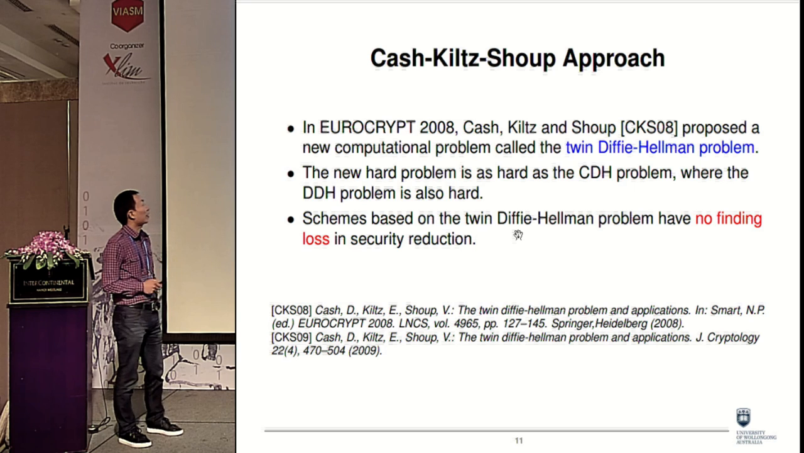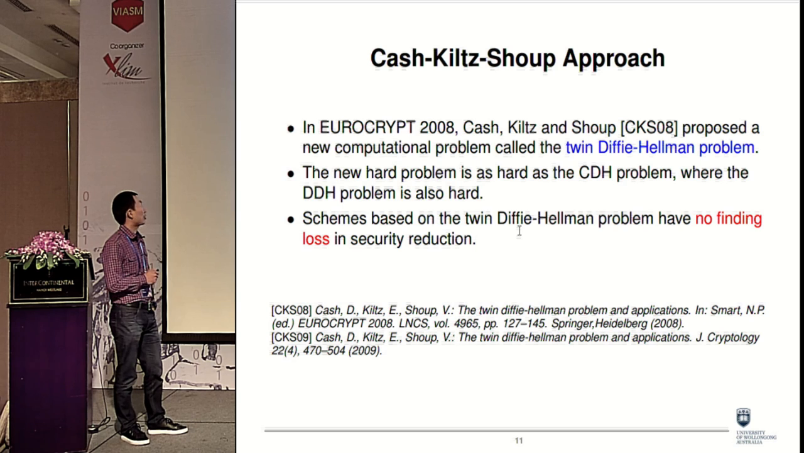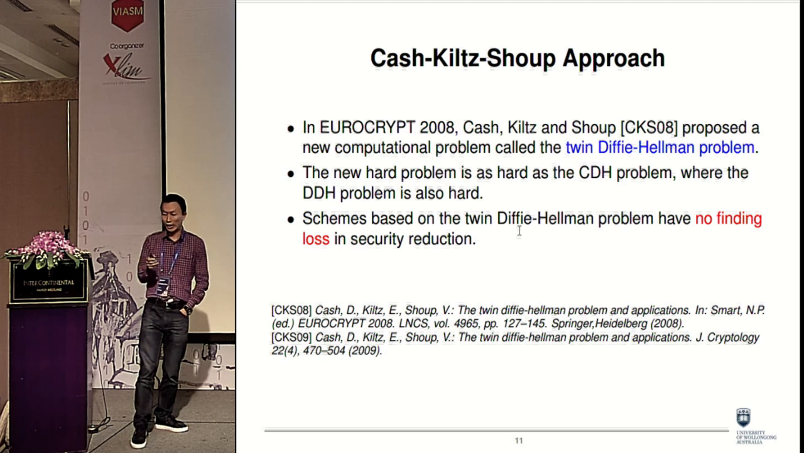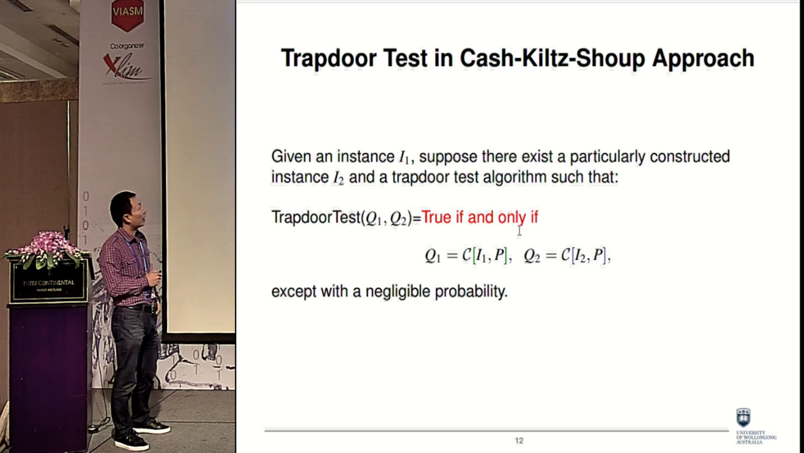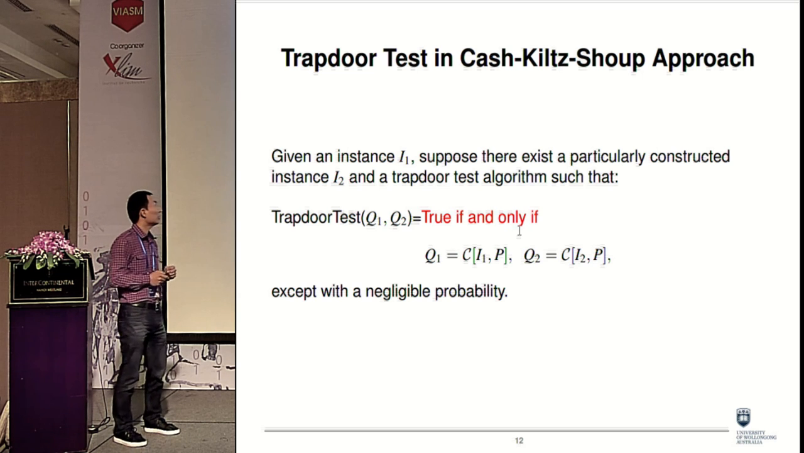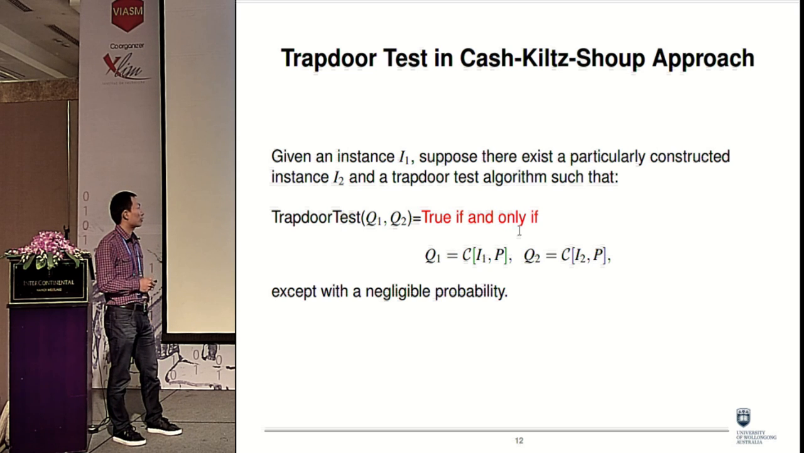In Eurocrypt 2008, Cash, Kiltz, and Shoup proposed a new computationally hard problem called the twin Diffie-Hellman problem. This new hard problem is as hard as the CDH problem, even if the DDH problem is easy. The advantage is that a scheme based on the twin Diffie-Hellman problem has no finding loss in security reduction. The CKS approach is the trapdoor test. Given an instance I1, suppose there exists a particularly constructed instance I2 and a trapdoor test algorithm, such that this trapdoor test, with two inputs Q1 and Q2, will return true if and only if Q1 is the solution to instance I1 and Q2 is the solution to instance I2, except with negligible probability.